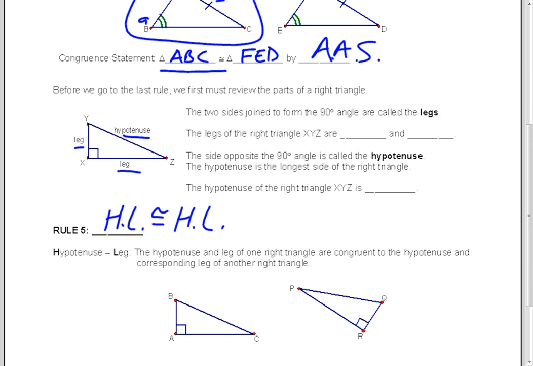When you write down sides, make sure that you actually put a symbol above the two letters. Don't just write down XZ. Put a symbol above. YZ, put a symbol above it. It's a segment, so give it a segment symbol.